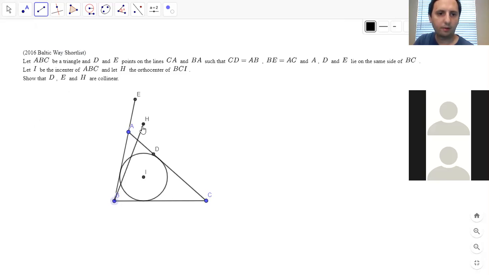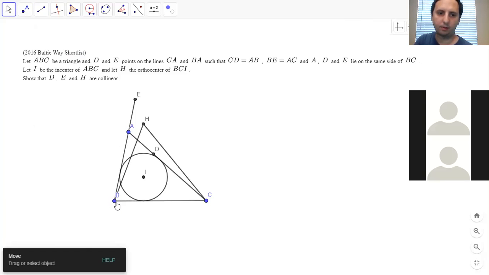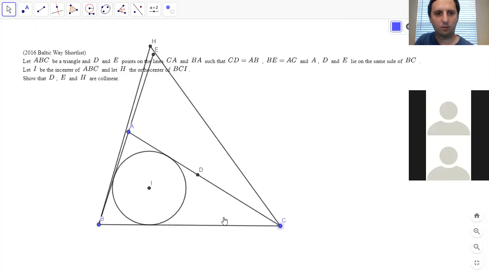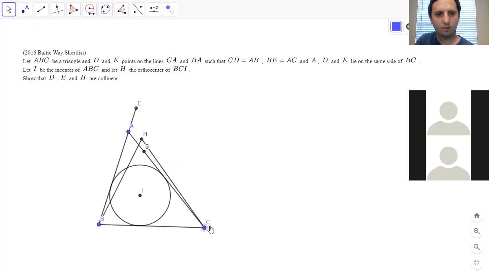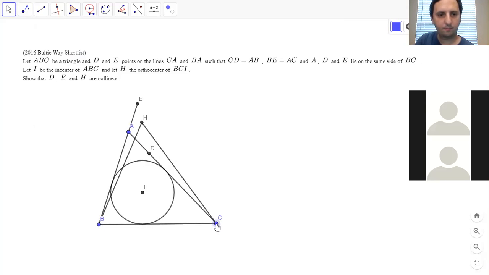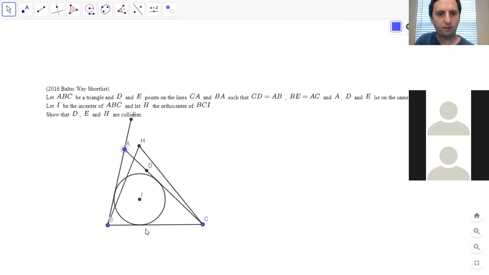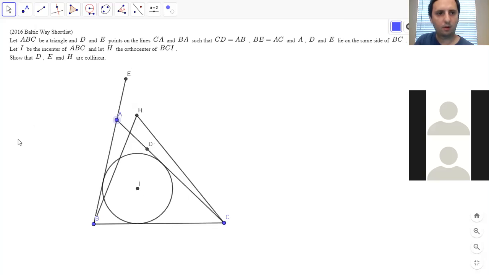Okay, so I is the orthocenter of BHC, just as H is the orthocenter of BIC. It's like a symmetric relationship. So yeah, I like that picture. That's a good one. All right.